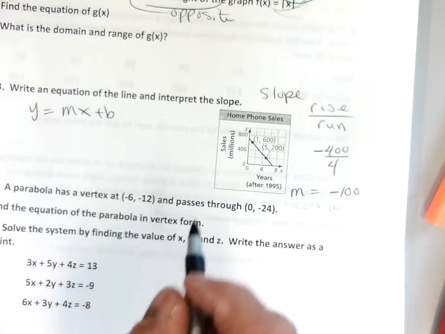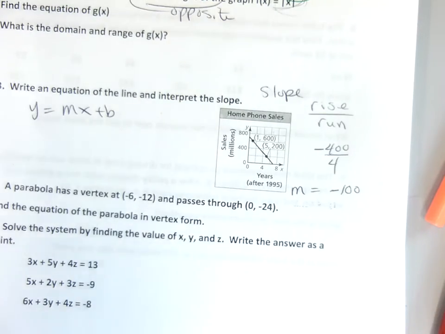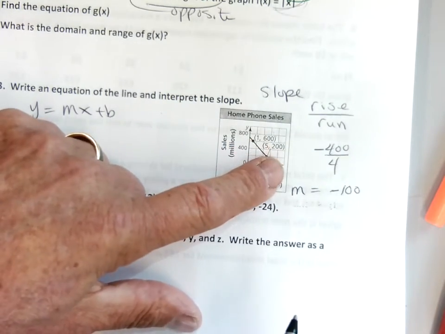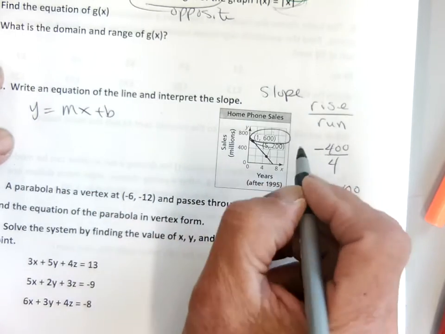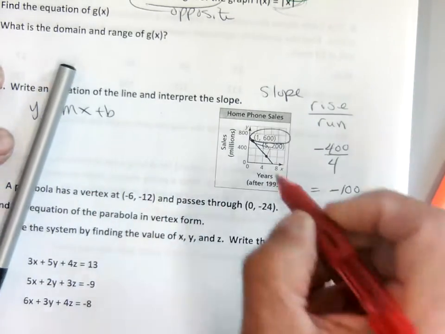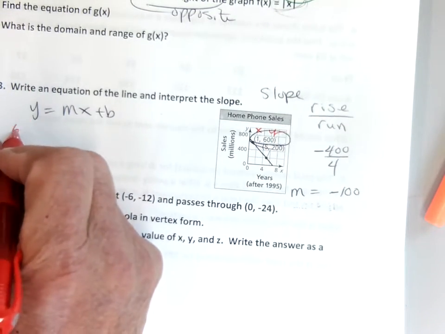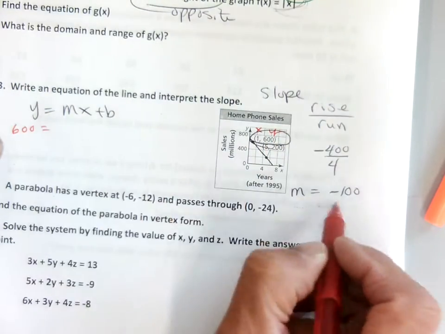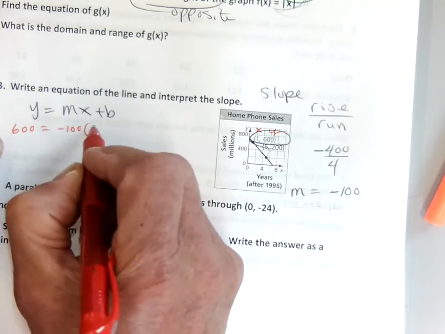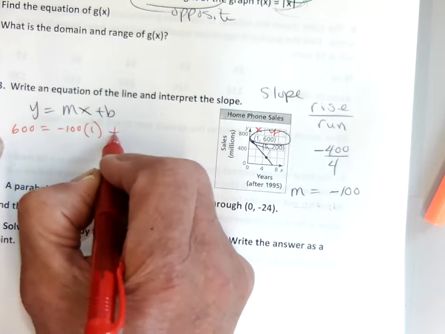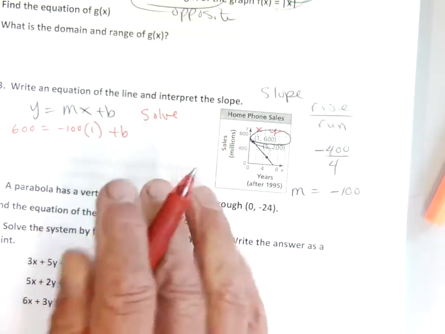So the b, I'm not quite sure where the b is. It looks like 750, but I can then find out what it is. So I'm going to find b by picking either point. This is probably the easiest point. Every point's got an x and a y value. I'll put the 600 in for y. I know what my m is. And I'll put the 1 in for my x, and then I can solve for b. So I can solve for the y-intercept.